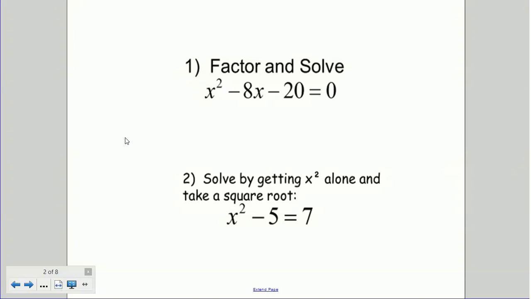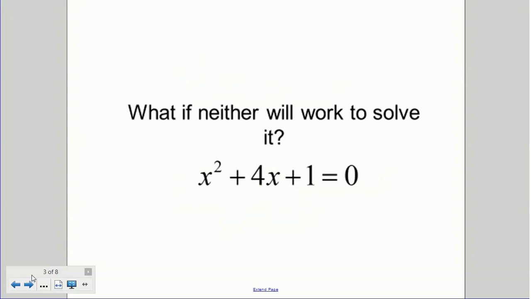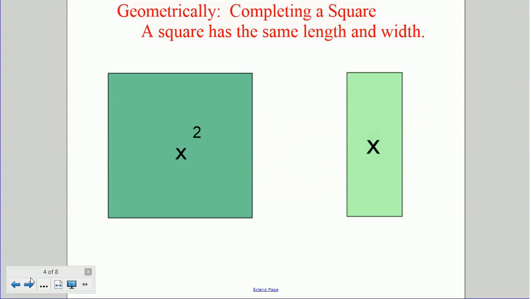So we've learned 2 different ways by now to solve a quadratic equation, either solve by factoring or solve by getting x squared alone. But now, what if we find one that doesn't work with either of those 2 ways? So this one doesn't factor, nor can I solve by square root because I have this middle term, this 4x. So I need to know a way to solve that particular quadratic equation. That's why completing the square comes in handy.